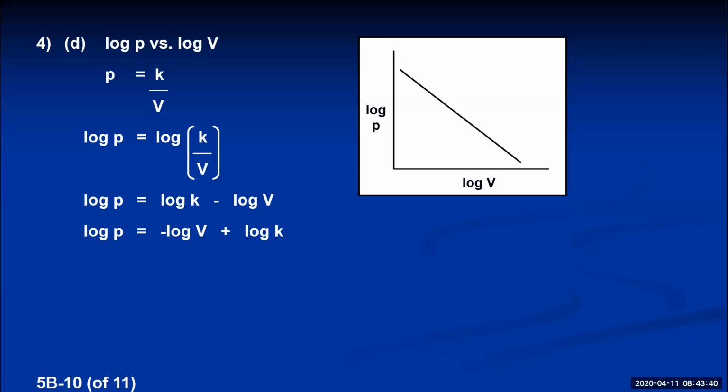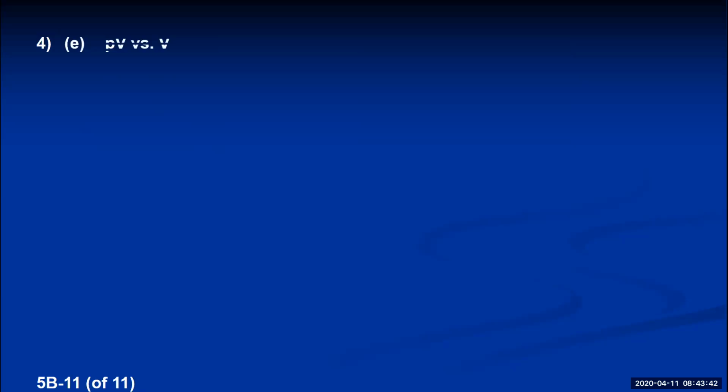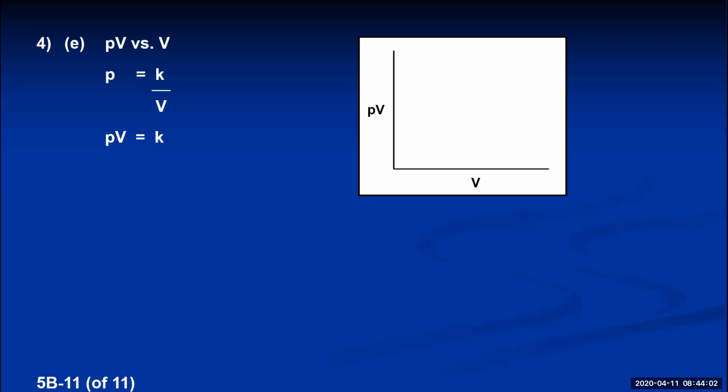Final one, E, graph PV versus V. So if you're ever graphing a product of variables on one of the two axes, you got to try to figure out what is that product of variables. What does P times V equal? So I once again start at this point, P equals K over V. Let me multiply P times V together and see what it makes. It makes K. That means it's always a constant. So if I were going to graph PV on the y-axis, the numerical value of P times V is always going to equal K, and the only way it can always be the same number is if the graph turns out to be a horizontal line.